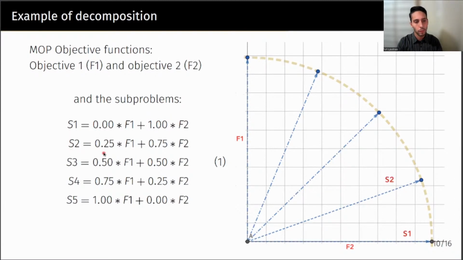Then we move to S2, 0.25 times F1 plus 0.75 times F2. A little bit less focus on F2, some to F1. S3, on the other hand, balances both objectives equally, half F1 and half F2 here. Then we have S4, 0.75 to F1, 0.25 to F2. And finally, we have S5, which focuses totally on F1, 1 times F1 plus 0 times F2. That way, we have the subproblems, and by solving these 5 subproblems in this case, we expect to solve the harder multi-objective problem.